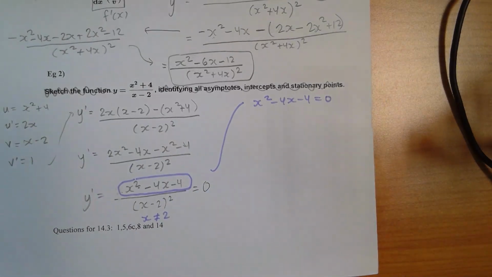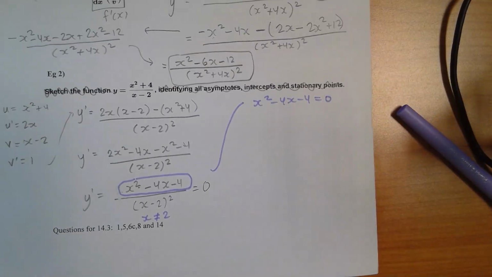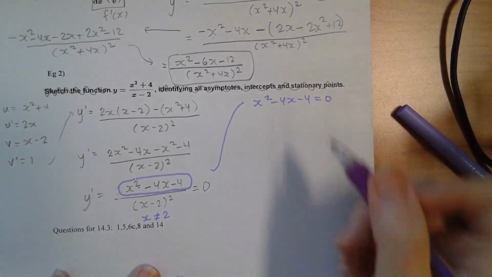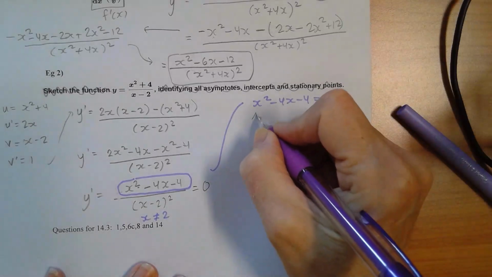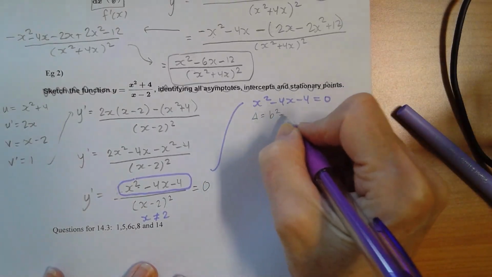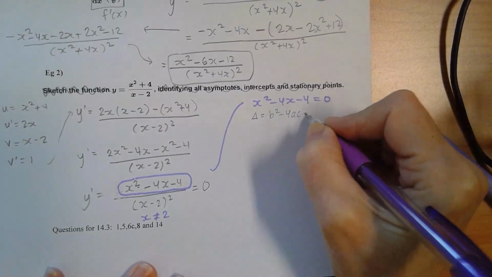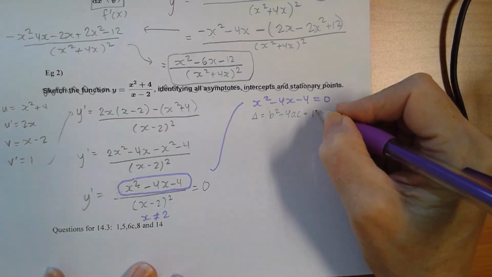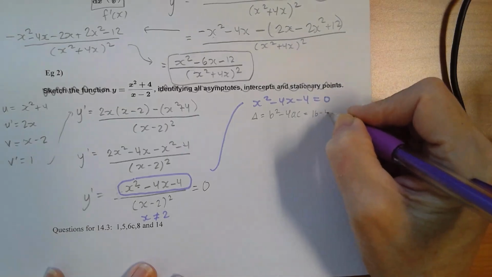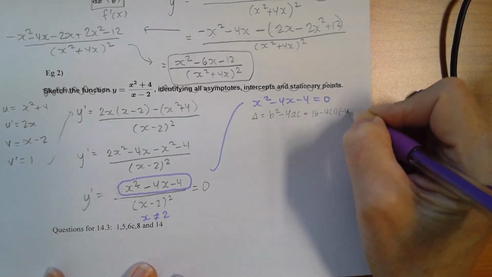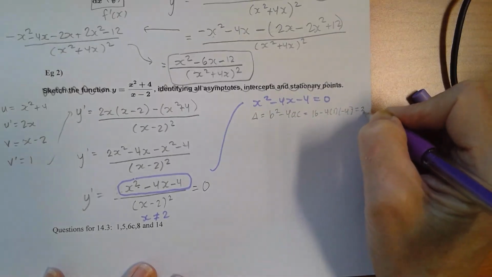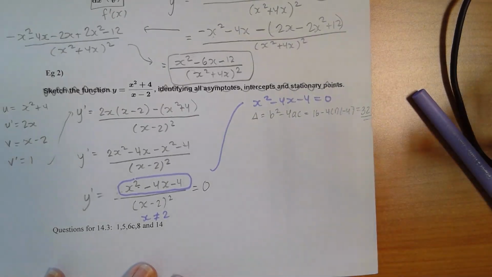Now, in class we said, could we factorize this? And people didn't know, and we said, okay, well, we use the discriminant, which is b squared minus 4ac, and we did that, and we got negative 4 squared minus 4 times 1 times negative 4, and we got 32. And 32 is not a perfect square. And if the discriminant is not a perfect square, then it cannot be factorized.